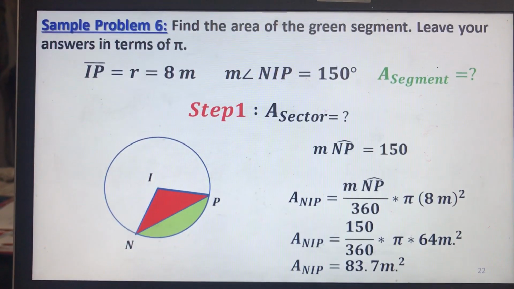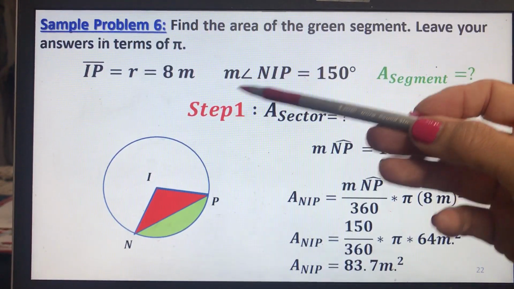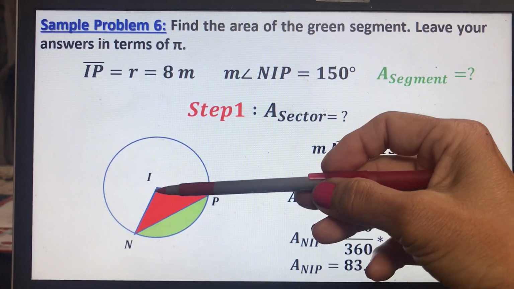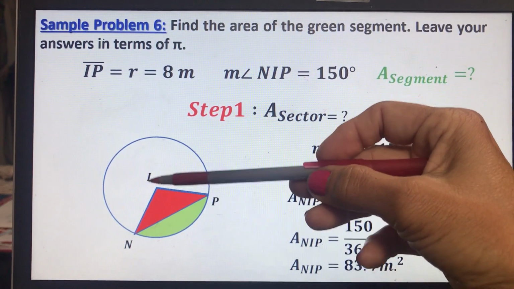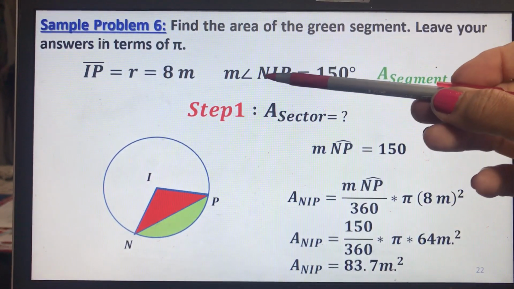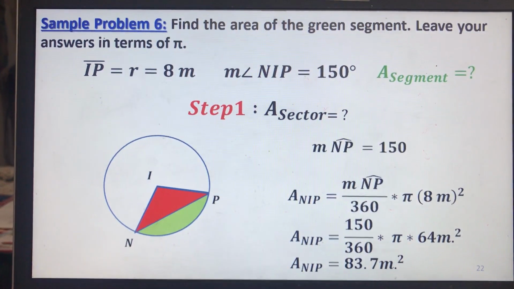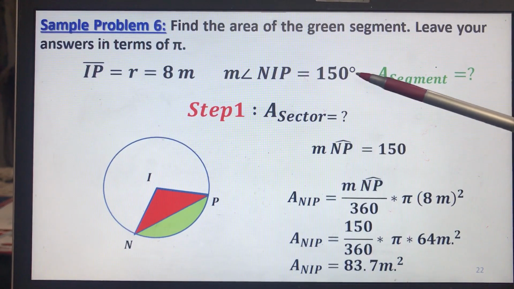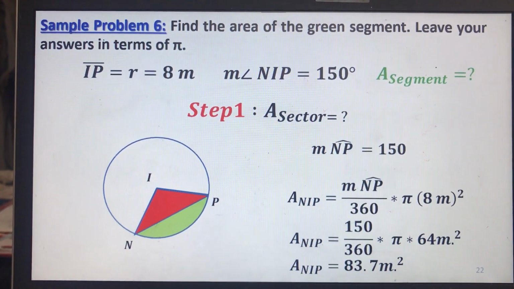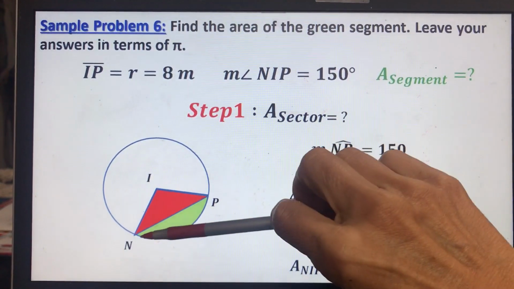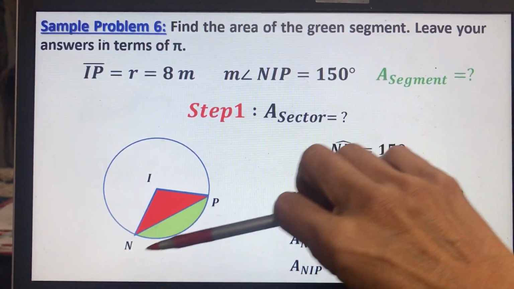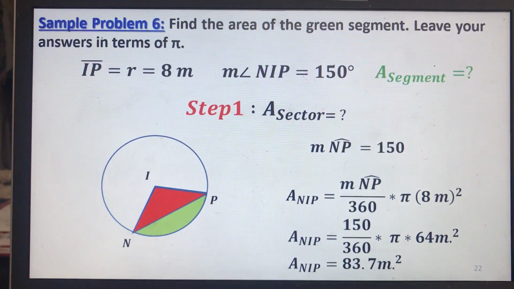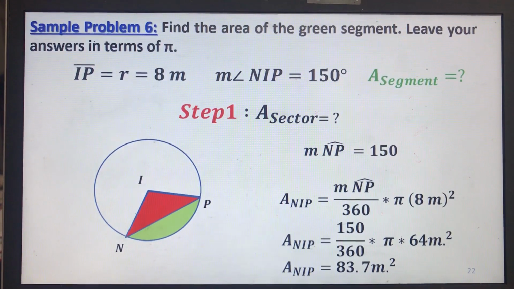meters. Now the measure of angle NIP, which remember, since point I is the center of a circle, angle NIP is going to be the central angle. So that's given, it's going to be equal to 150 degrees. Again, we have to find the area of the segment, which is the green piece. Okay, so step number 1. We need to find the area of the sector.